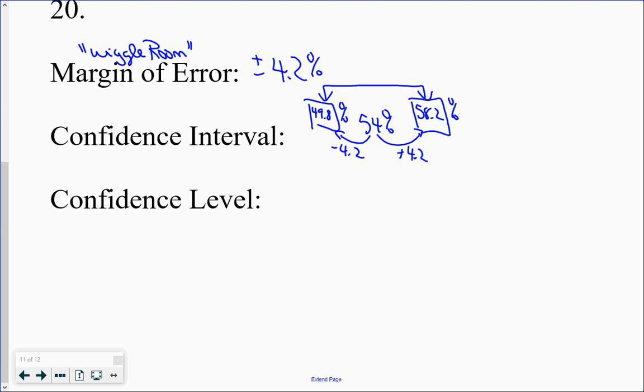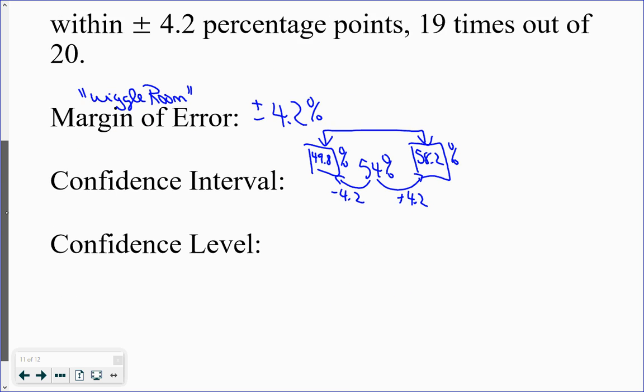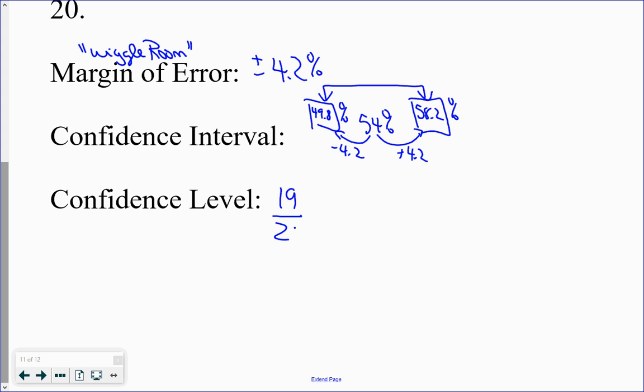Your confidence level is how confident you are, and it says 19 times out of 20. So if you go 19 divided by 20, that is a 95% confidence. So what does all that mean? Okay, so it means that 95% of the time, so if you were to do this survey again and ask another group of people the exact same question, 95% of the time, so if you did that 100 times, you kept asking different people and you did it 100 times, 95% of those times, you should get an answer between 49.8% and 58.2% of the people recommend that brand of toothpaste.